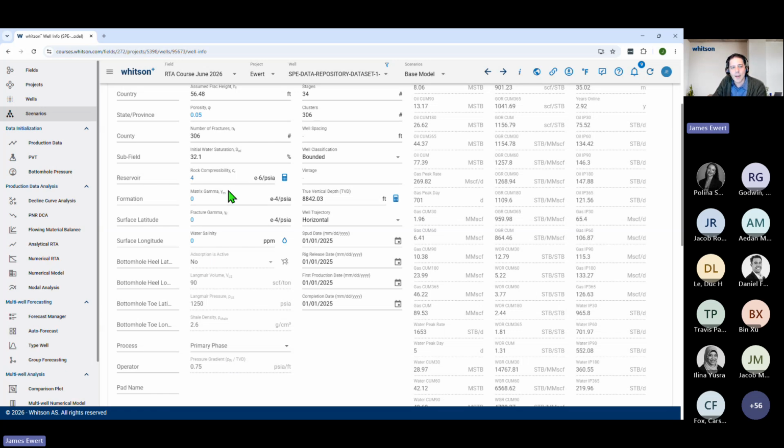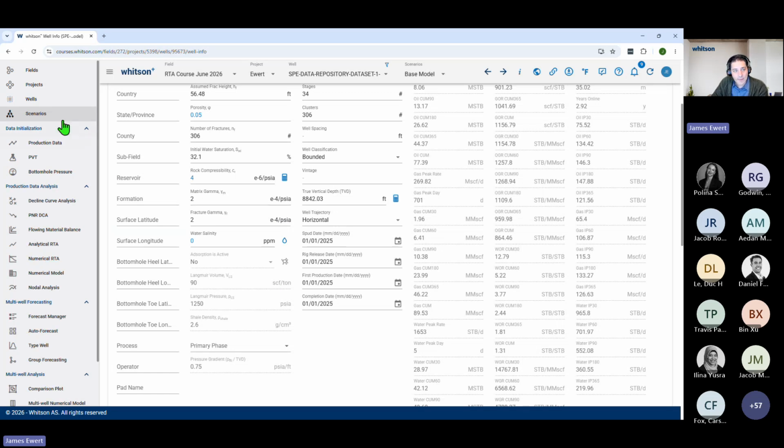But what I'll ask you to do right now, where it says matrix gamma, let's put in a 2. 2 is a pretty good number. Under fracture gamma, let's put a 2. Okay, just trust me. We'll get there. I'll show you the plot. It'll make more sense when we get to the model.